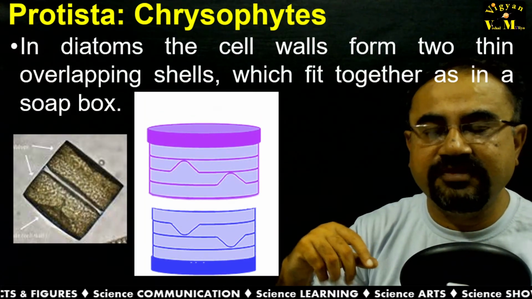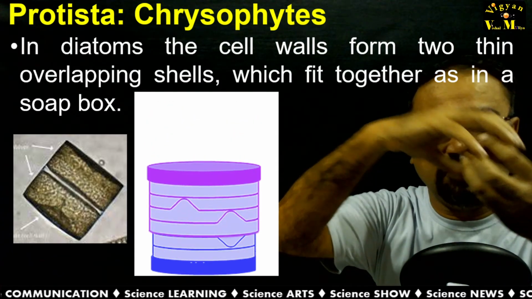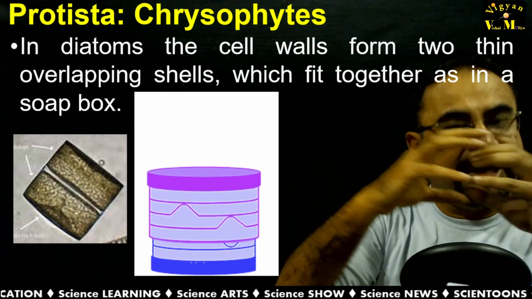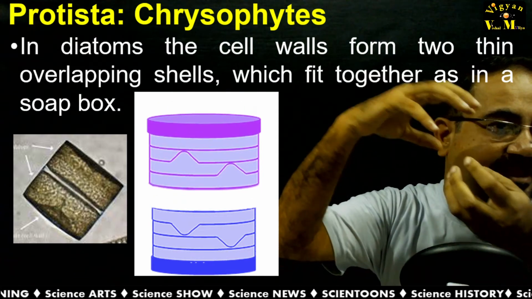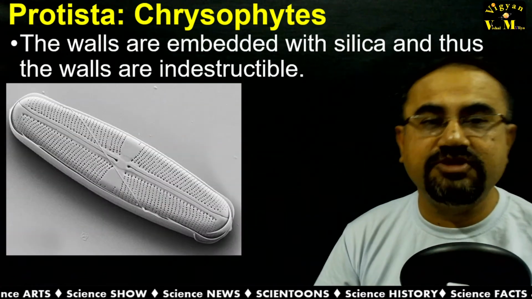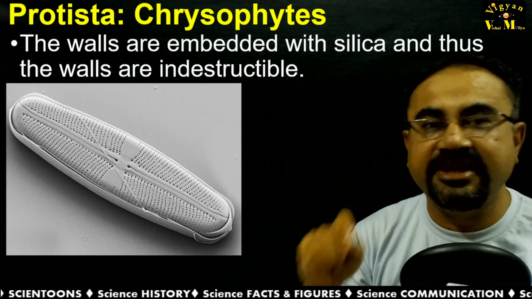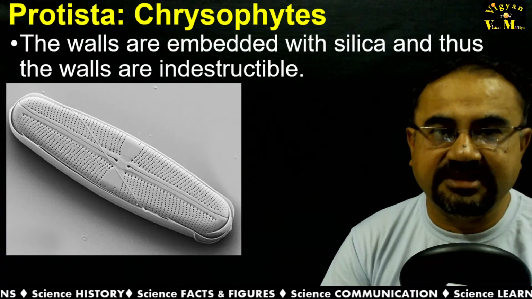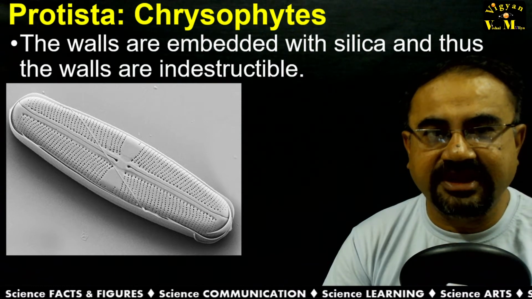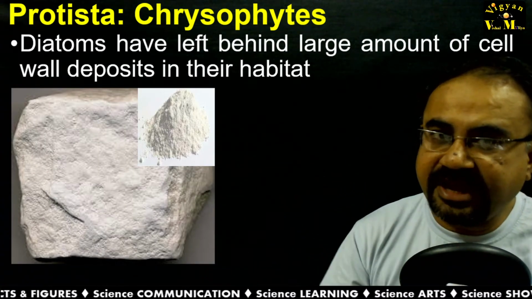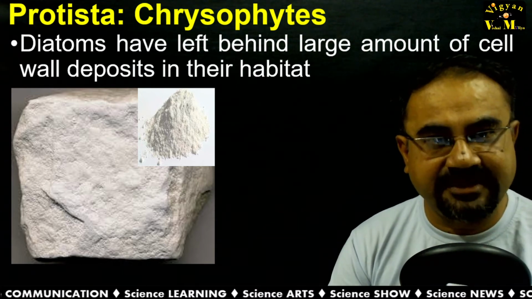Diatoms have a cell wall with two overlapping shells, like a soap box, one over the other, and that way they open. The lower one and the upper one are the theca, and they can open very well. The most important, interesting part is that their cell wall has silica. It is embedded with silica, and that's the reason it is indestructible. It does not disintegrate, it does not deteriorate, and when diatoms die, they leave a large amount of cell wall deposit in their habitat.